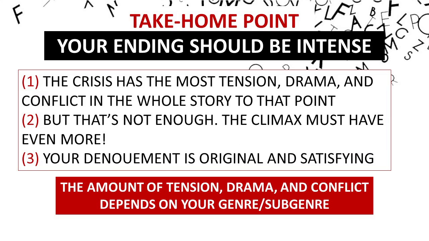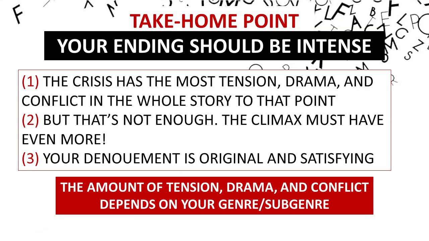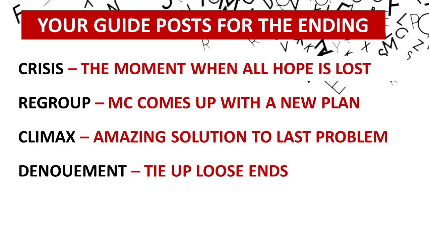And the take-home point for your ending is that they should be intense. The crisis has the most tension, drama, and conflict in the whole story to that point. But that's not enough, because the climax must have even more. Remember your plot graph where the little peaks and valleys are going up the incline. And you notice that the climax is higher than the crisis. That's because the energy is higher there. And also your denouement should be original and satisfying. So once again, the guideposts are the crisis, the regroup, the climax, and the denouement. And don't leave any of these things out. It's really important that you put them all in.